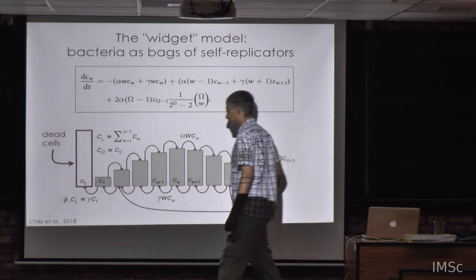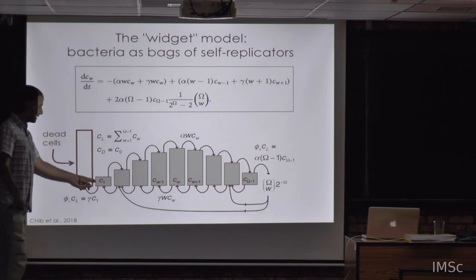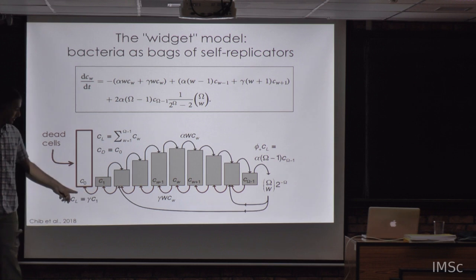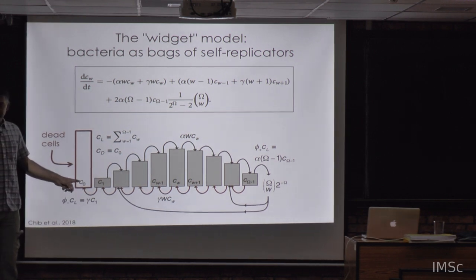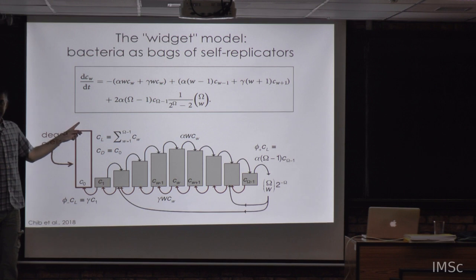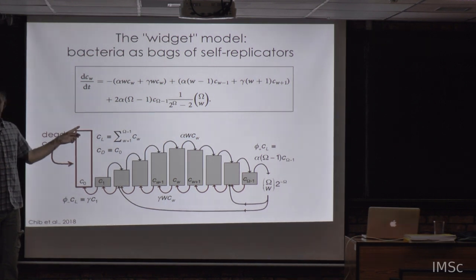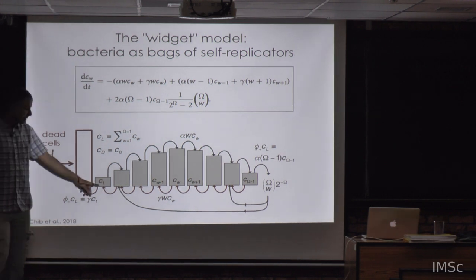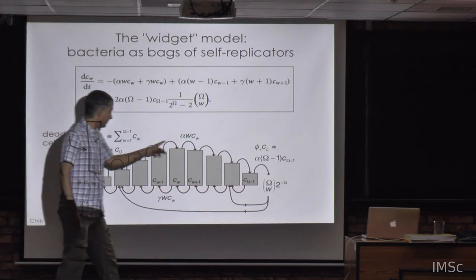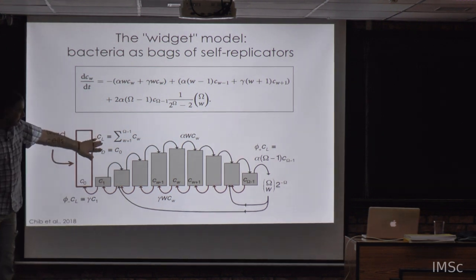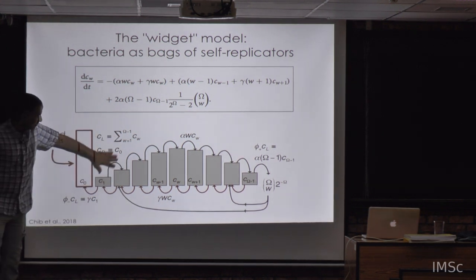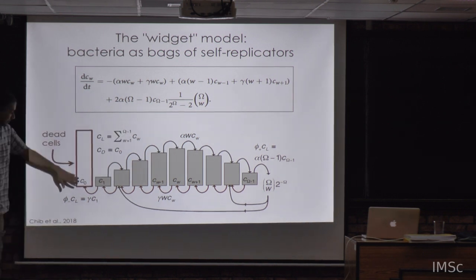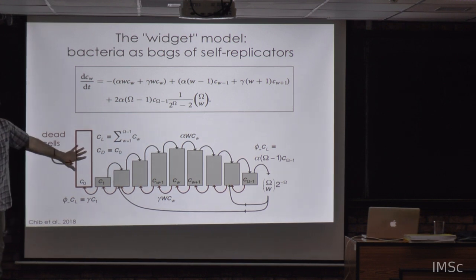Right. Now, that is the division. What about death? If a cell has exactly one widget, let us say there are 50 cells with exactly one widget, and one of those cells happens to lose that widget, then it becomes dead and it gets added to the column of C0, and over time this will go on increasing. So, the total number of living cells is the sum of all these, which is what I have written here. Total number of living cells is the sum from W equals 1 to omega minus 1 of CW, and the total number of dead cells is just C0.